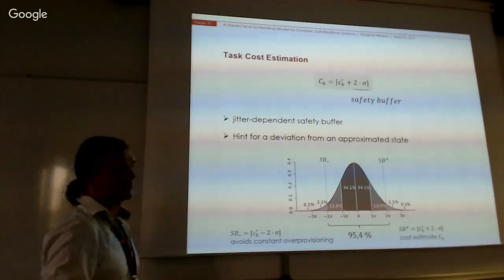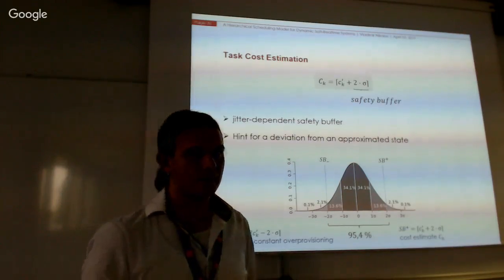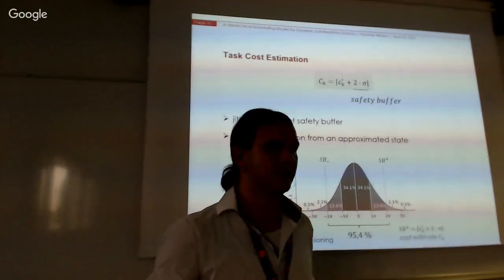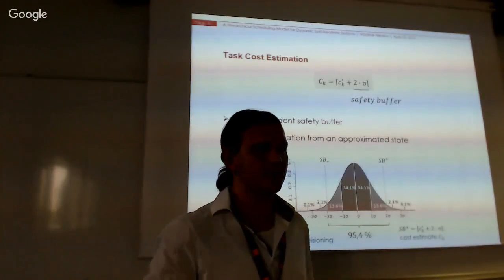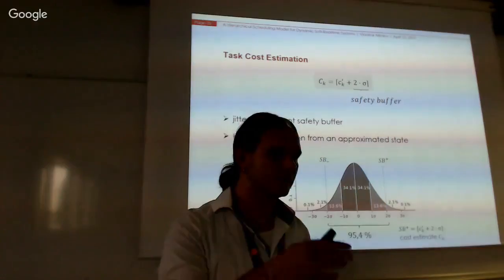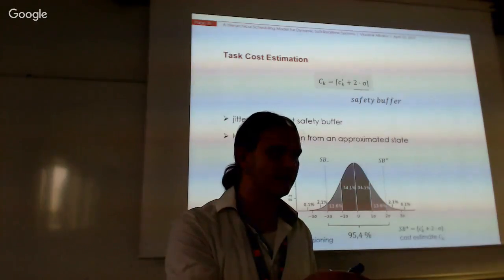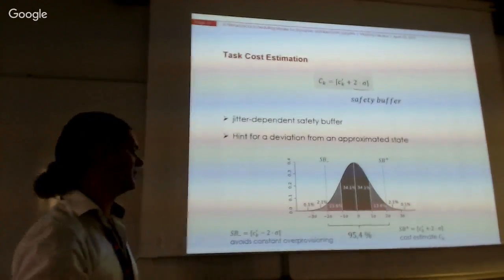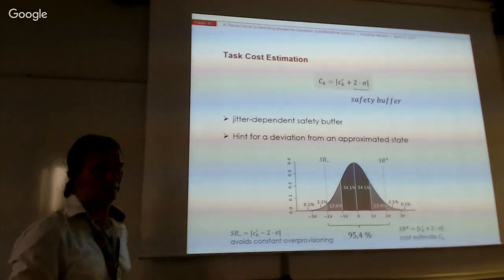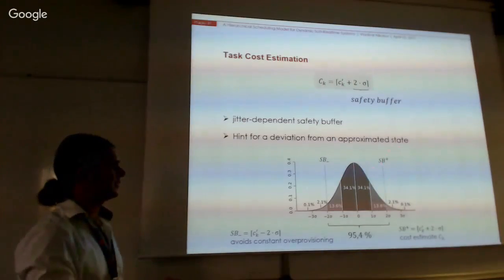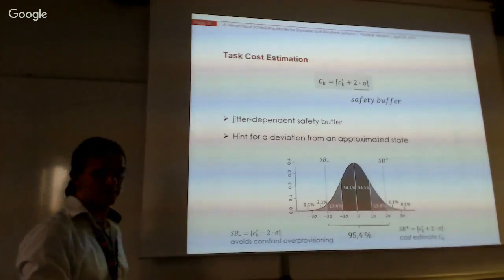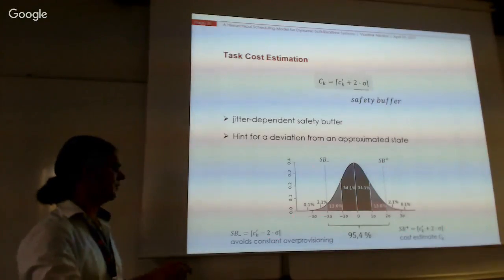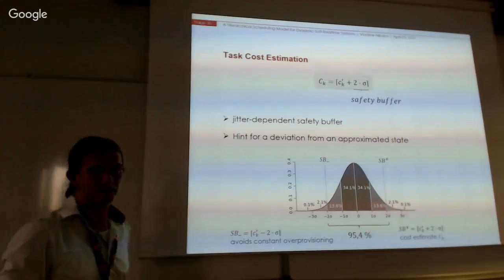This means that since we compute the standard deviation in a time window of n task periods, we approximate task behavior from the immediate past of n task periods with a certain quality, which can be controlled by this factor actually. So the upper bound here of a safety buffer is the actual cost estimate of the task, and the lower bound avoids the system from constant over-provisioning.